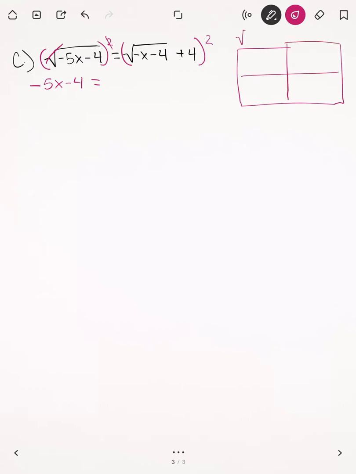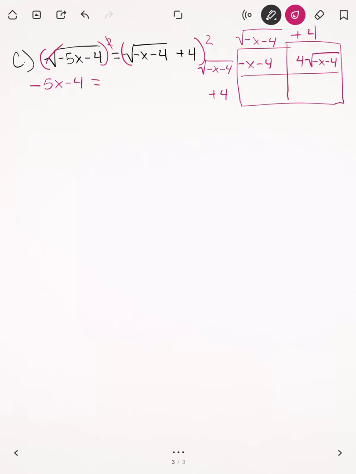So our first term is going to be the square root of negative x minus 4, and then the second term is 4. Again, the square root of negative x minus 4 plus 4. There we go. The square root of negative x minus 4 times the square root of negative x minus 4 is just negative x minus 4. The square root of negative x minus 4 times 4 is 4 times the square root of negative x minus 4.